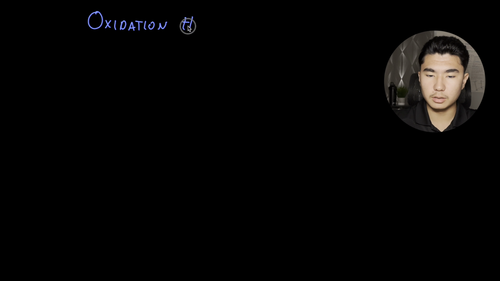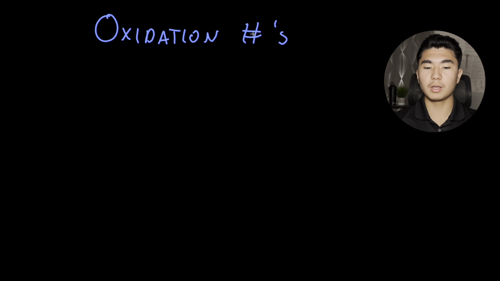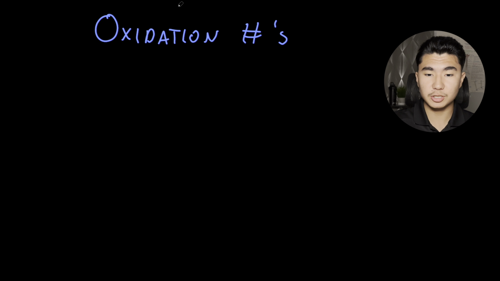So I'm just going to scroll down and let's talk about oxidation numbers. So oxidation numbers, and I'm just going to use a symbol to denote our oxidation numbers. So let me make this a little bit bigger. So oxidation numbers, how to actually assign those for each molecule. Well, there's a couple of rules that you need to know in order to actually assign these oxidation numbers.